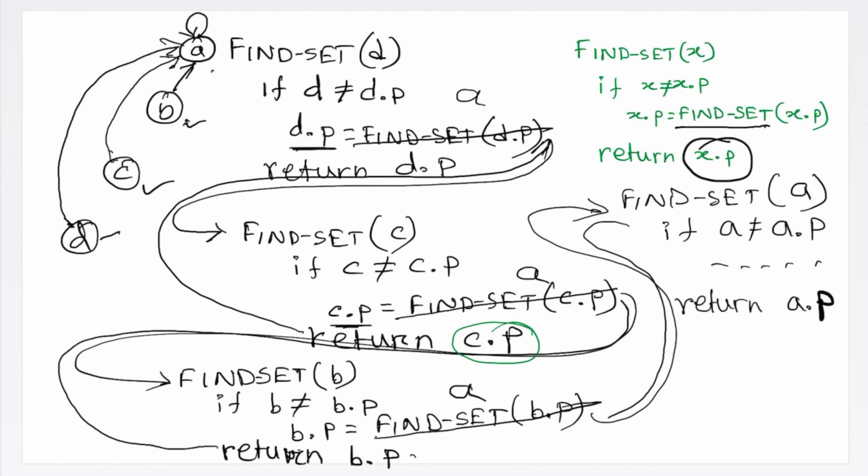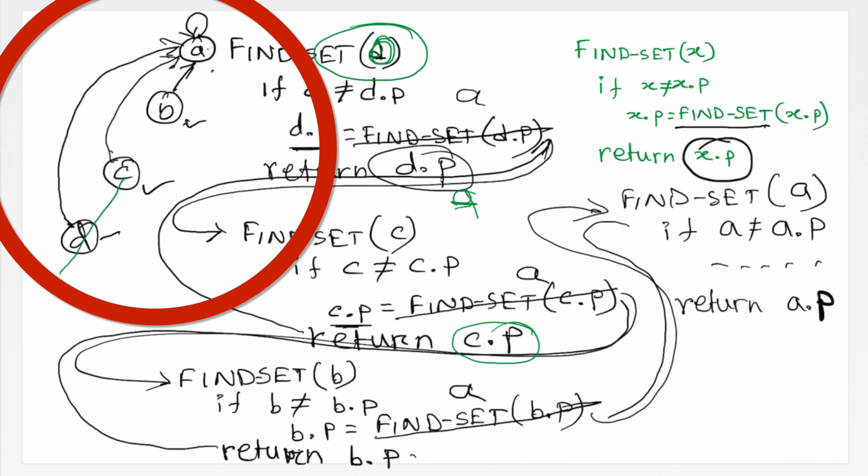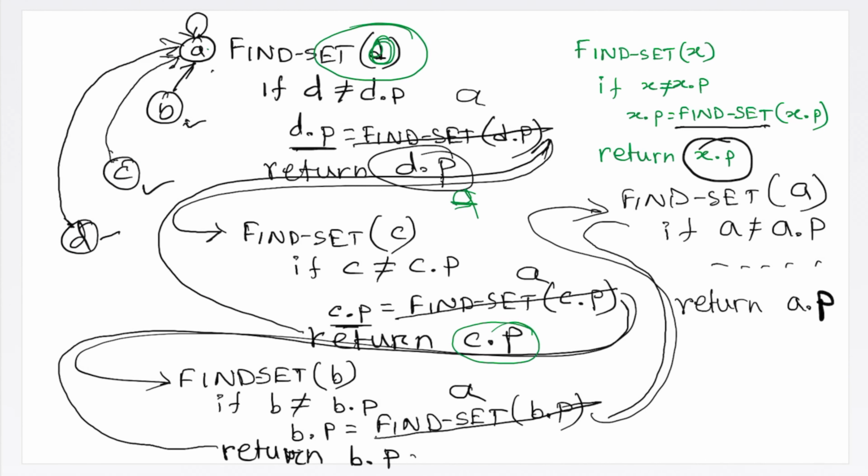Now we are writing return d dot p. Now notice that d dot p is actually a. As a result, this function will return a. That means when we are searching for the node d, a is returned, which is the root of the tree, but in the process all the intermediate nodes in this path will directly point to the root. And this is what is called path compression.